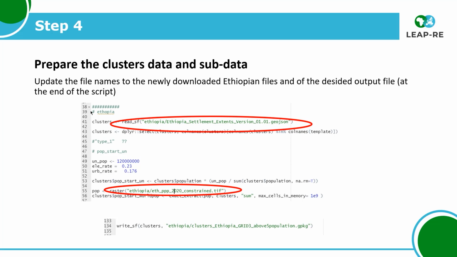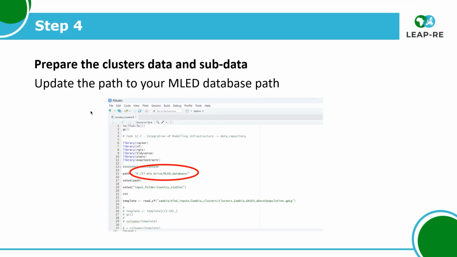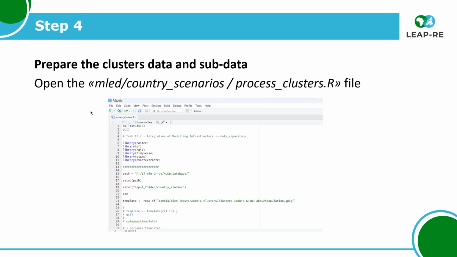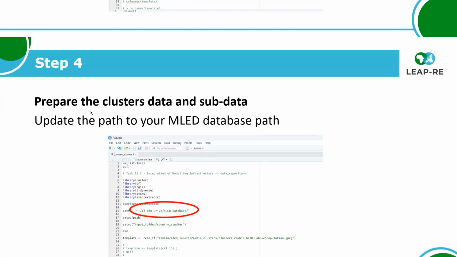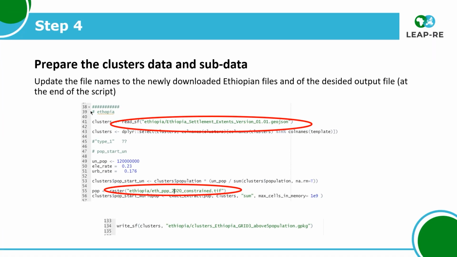This step is necessary to prepare the clusters data to be in the format that is required by MLET to run. It will add some fields and make some calculations that we can then use as an input of population clusters into MLET. This process clusters script, as I was saying, is pre-prepared, so it's in this folder. You just need to update it a little bit to the country that you would like to prepare the clusters for, update the file name, and then run it and wait for it to write an output file that will be our clusters to be used in MLET.